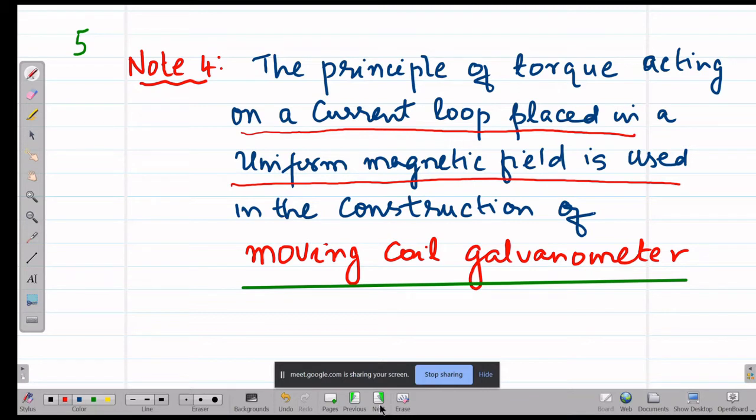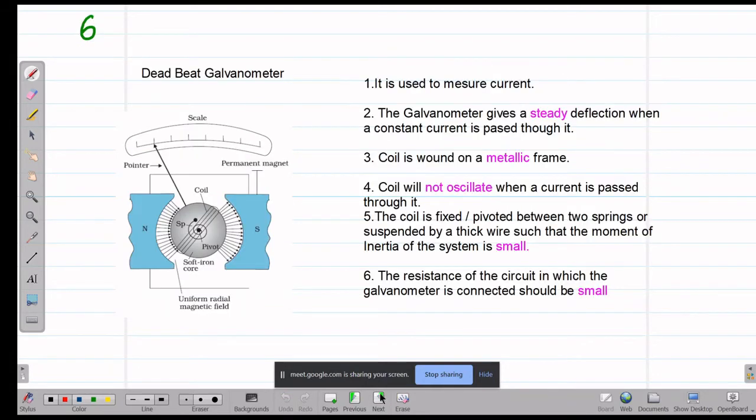We did discuss galvanometer one or two classes prior to this, right? So I will recall this. When you talk about galvanometers, there are two types of galvanometers. One is called deadbeat galvanometer. The other is called ballistic galvanometer.